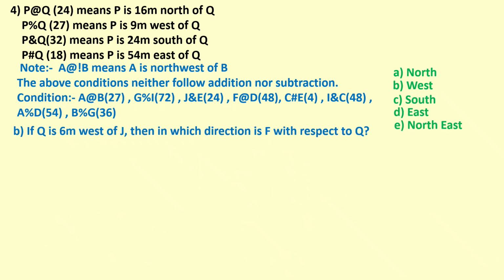Okay, second sub question under fourth question, that is: if Q is 6 meter west of J, then in which direction is F with respect to Q? Okay. So your timer starts now. Diagram will be the same. Okay, so I'll draw the diagram.